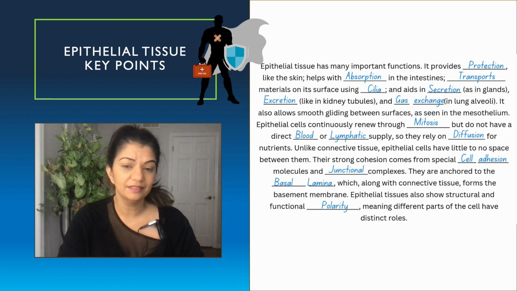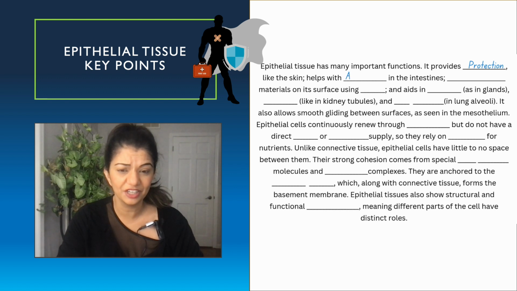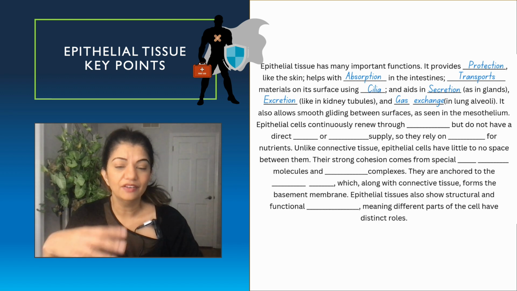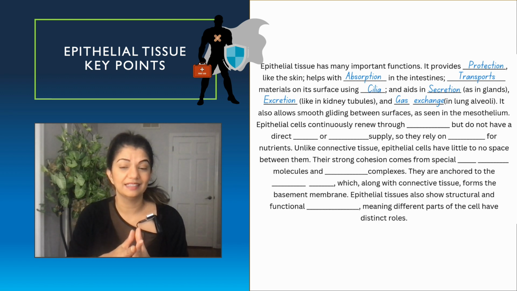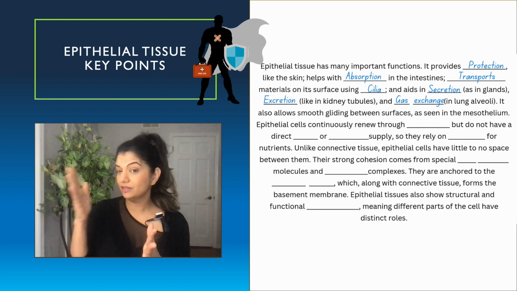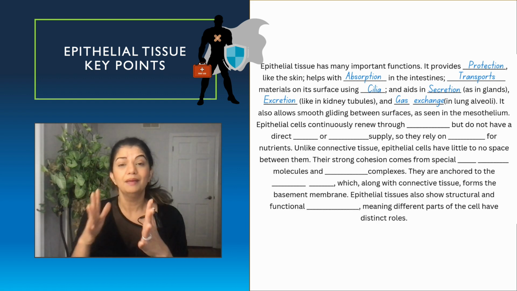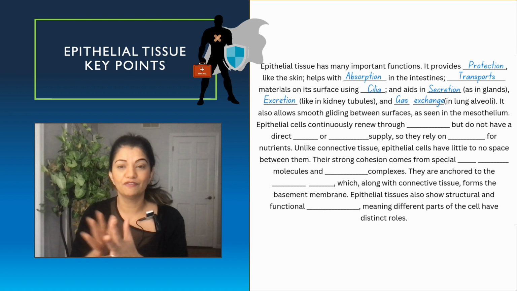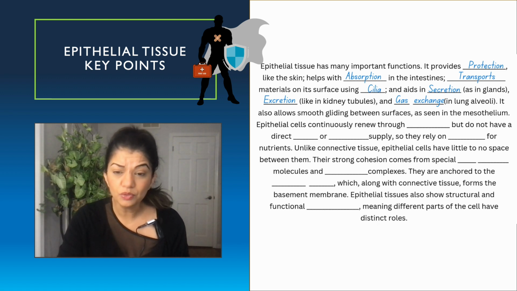First of all, epithelial tissue has many important functions. It provides, and you probably know this, protection in the skin, helps with absorption. It also helps with transportation and uses cilia to do that, aids in secretion and excretion, like in the kidney tubules, and gas exchange, like in the lungs or alveoli. Now, it allows for smooth gliding between surfaces as seen in the mesothelium. This is something you may not think about, right? We always think about it forms a barrier, but it also lubricates so that there's no friction between our organs or other structures in the body.